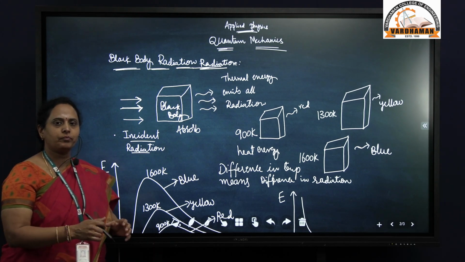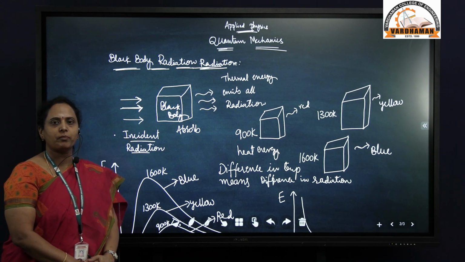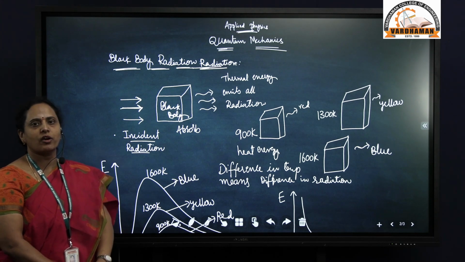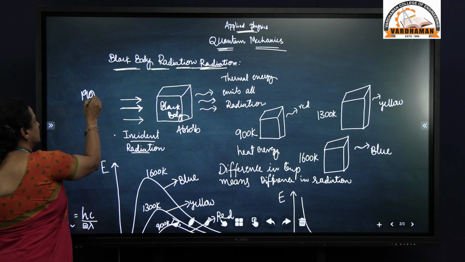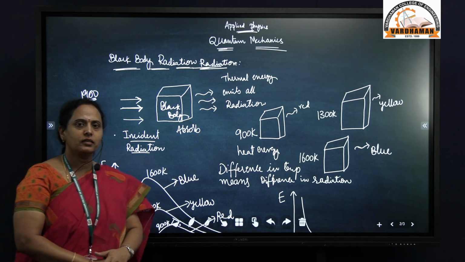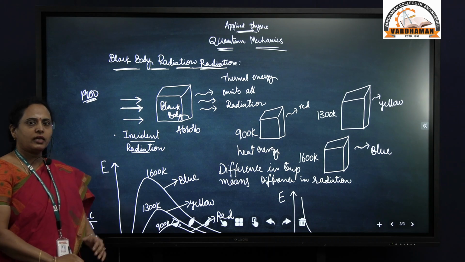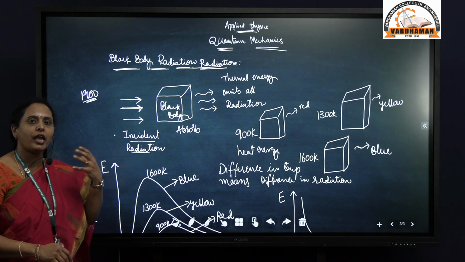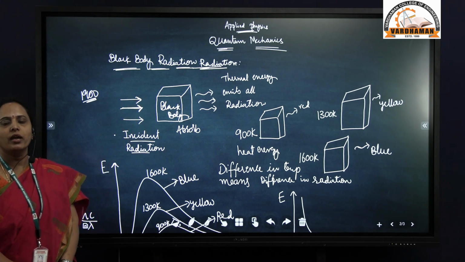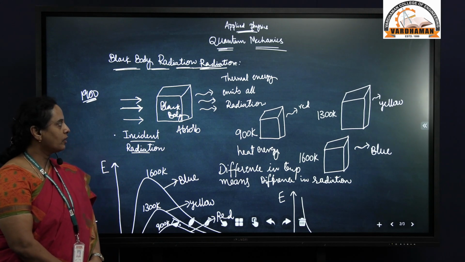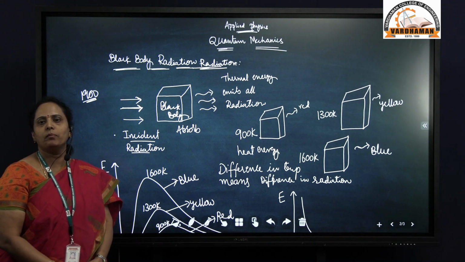Then, what is the difficulty in this? This black body radiation experiment was done in the early stages of the 20th century, in the 1900s. But the major difficulty in this experiment was that classical mechanics could not explain the graph obtained from the black body experiment. Why is it so? And who was the person who explained the black body radiation?